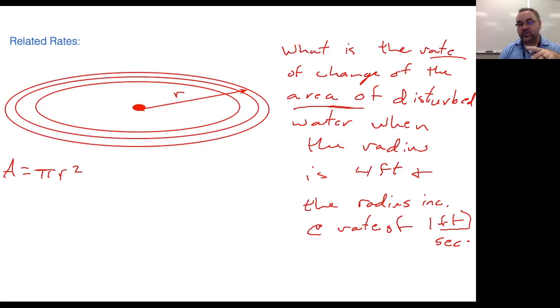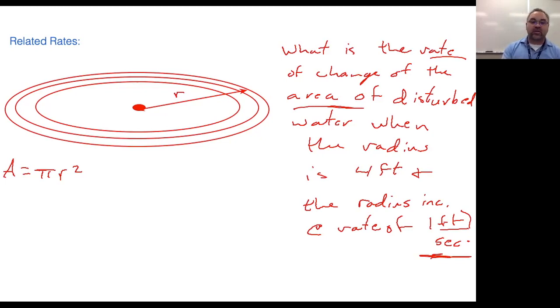Okay, so that's the derivative of area. But notice in this case, the rate of change of the radius was given as 1 foot per second, right? That's feet over seconds. So radius is actually some function of time. Makes sense? There is an implication here that the radius is actually a function of time. That's why it's an implicit derivative.